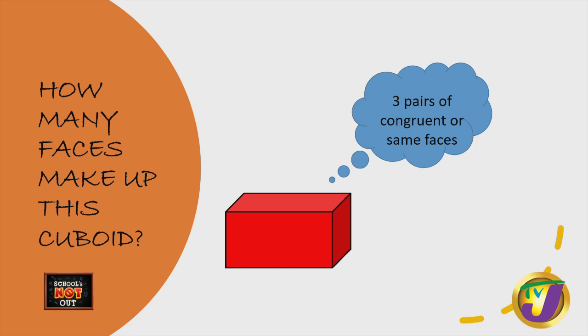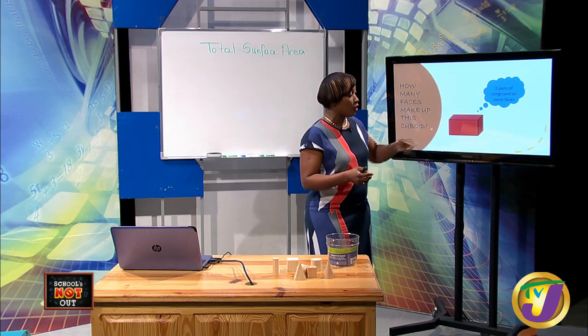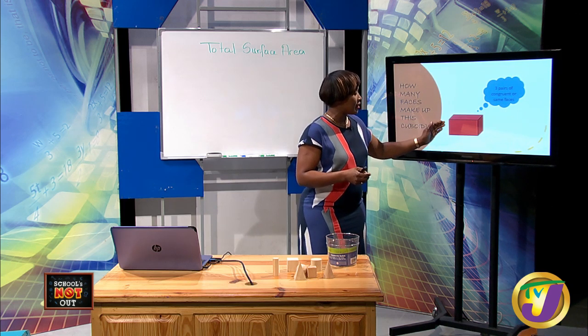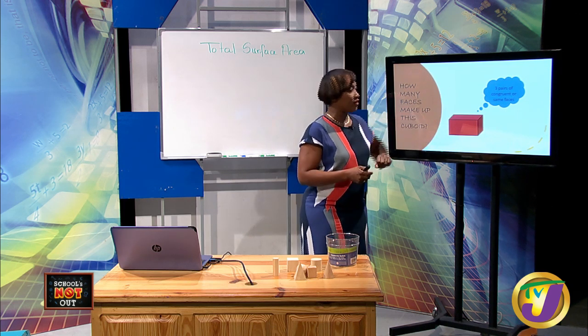So this face would be congruent to the one that we're not seeing. Remember, we said earlier that in a 3D figure, all the faces are not seen at once. So this would be congruent to this. This here would be congruent to that. And this would have a congruent face to the back of that.